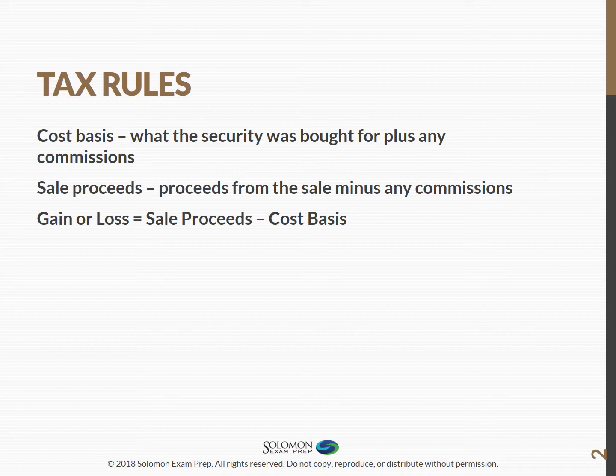The gain or loss calculated on the sale of a security is equal to the sale proceeds minus the cost basis. If on an exam question no commissions are given, just assume that the cost basis is equal to what the security was bought for and the sale proceeds are what the security was sold for.